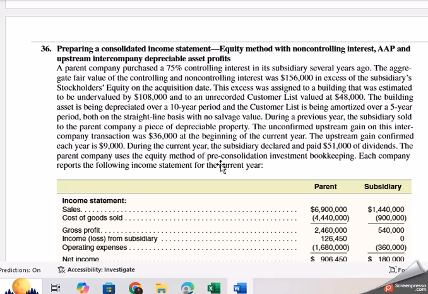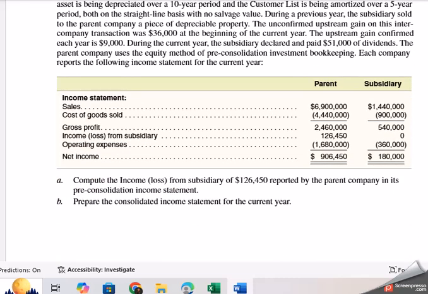During the previous year, the subsidiary sold to the parent a piece of depreciable property. The unconfirmed upstream gain on this intercompany transaction was $36,000 at the beginning of the year, and the upstream gain each year is $9,000. So basically, they amortize out that gain because of that change in depreciation expense that we talked about in Chapter 4 by $9,000 a year. So we go down and they give us the income statement for each of them.